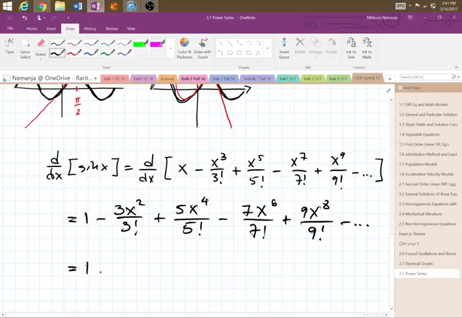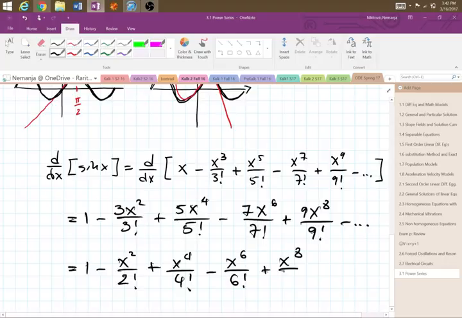So 1 minus 3 factorial is 3 times 2 times 1, so 3 is cancelled. So I get x squared over 2 factorial plus 5 and 5 will cancel, x to the 4 over 4 factorial minus x to the 6 over 6 factorial plus x to the 8 over 8 factorial because 9 is cancelled, and that's going to go like this.